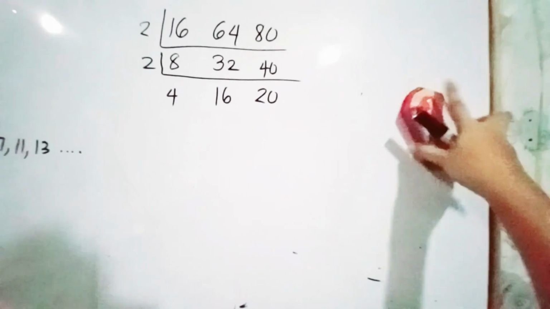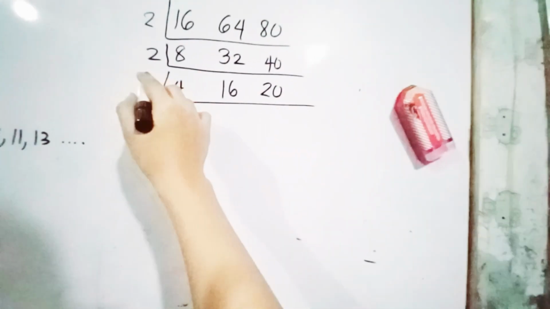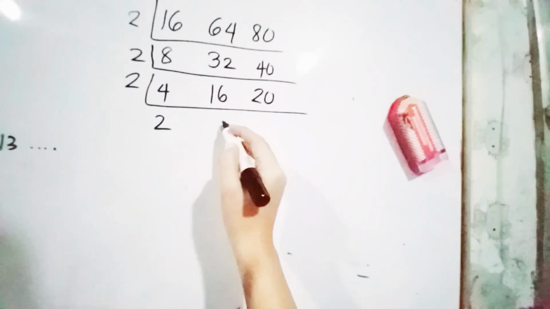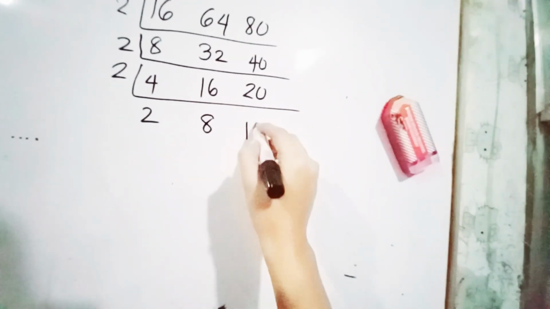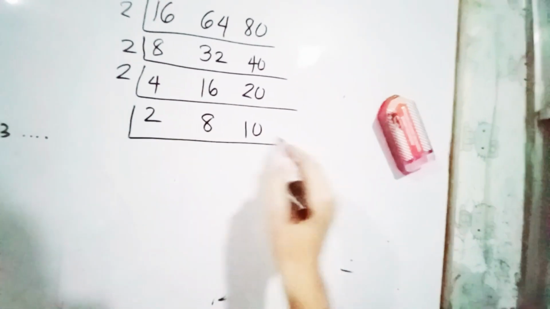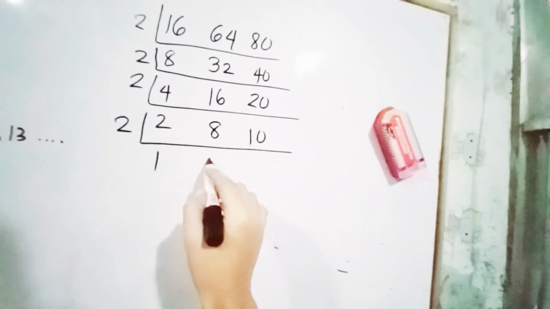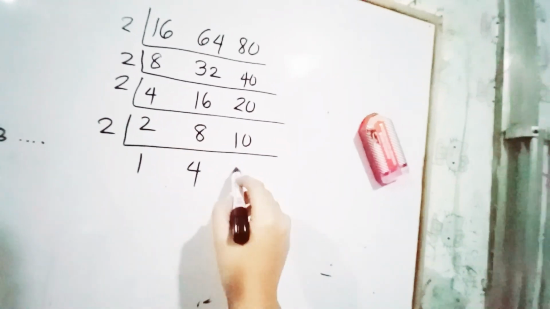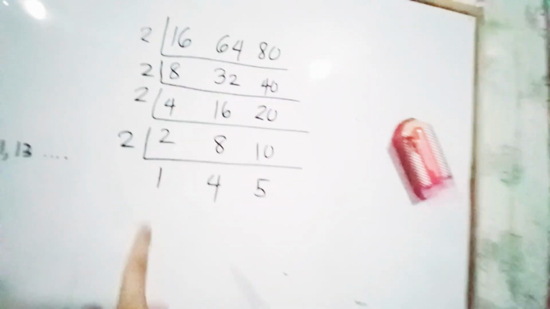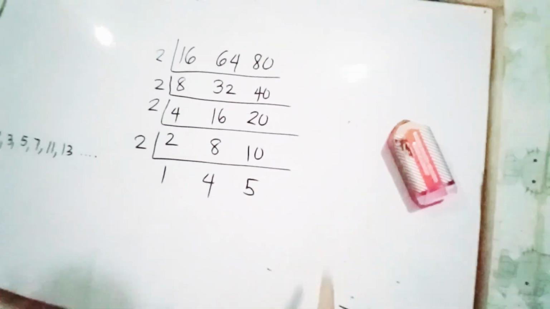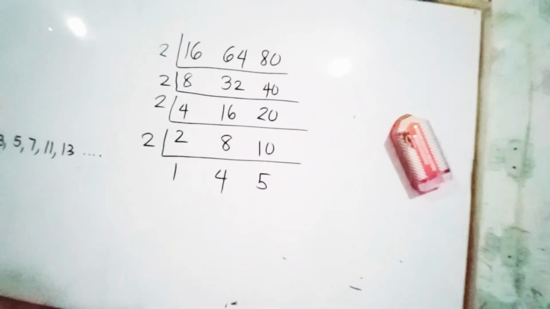Okay, next. Still, they are even numbers, so let's divide by 2. 4 divided by 2 is 2. 16 divided by 2 is 8. 20 divided by 2 is 10. Still even numbers. Let's divide by 2. 2 divided by 2 is 1. 8 divided by 2 is 4. 10 divided by 2 is 5. So there's no more number that can divide 1, 4, and 5. Therefore, that's the end of our continuous division method.